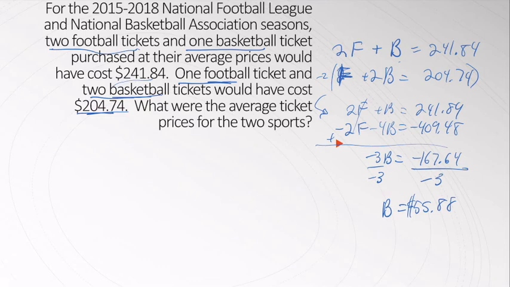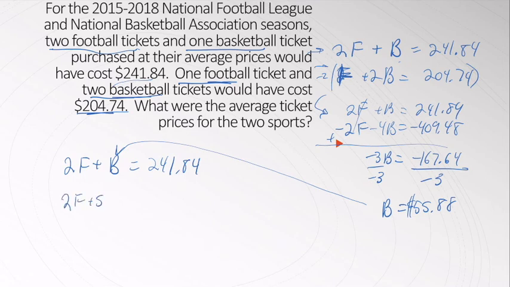I can now solve for the price of a football ticket by substituting 55.88 back into my original equation. I just picked the first one, but you could have picked the second one. Either way, it would give you the same answer. So I have 2f plus 55.88 is 241.84. I subtract 55.88 from both sides.